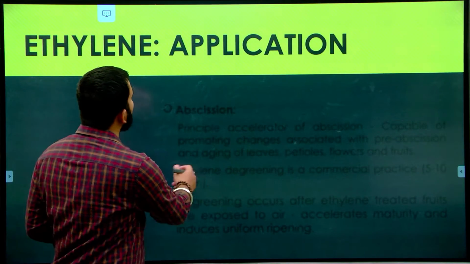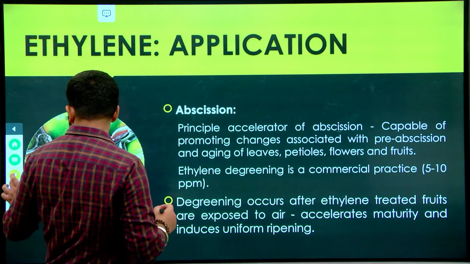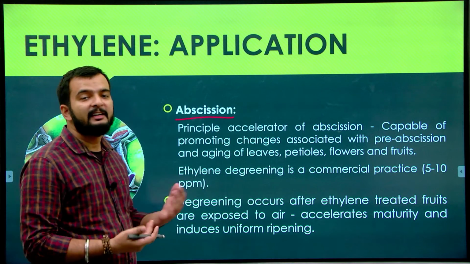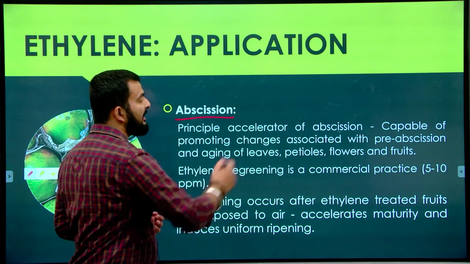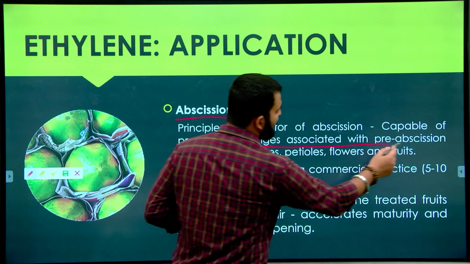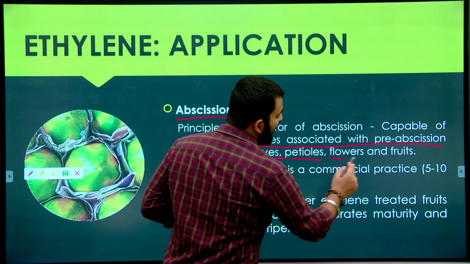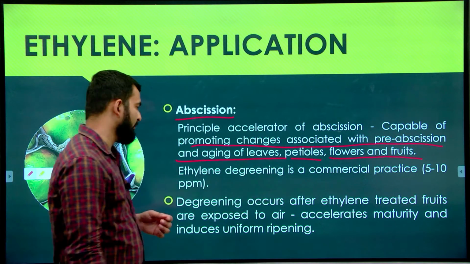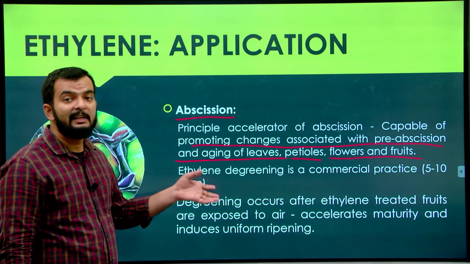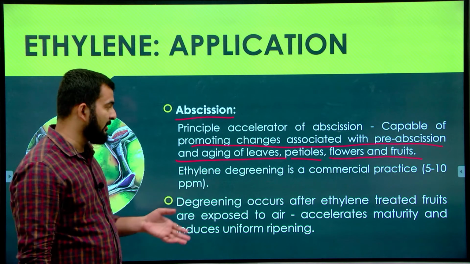So, again next we will see application of ethylene. Abscission: with the application of ethylene, abscission is hastened, or it accelerates abscission. It is the principal accelerator of abscission, capable of promoting changes associated with pre-abscission and aging of leaves, petioles, flowers and fruits. Ethylene degreening is a commercial practice, that is, ethylene is applied for degreening of many fruits and vegetables.